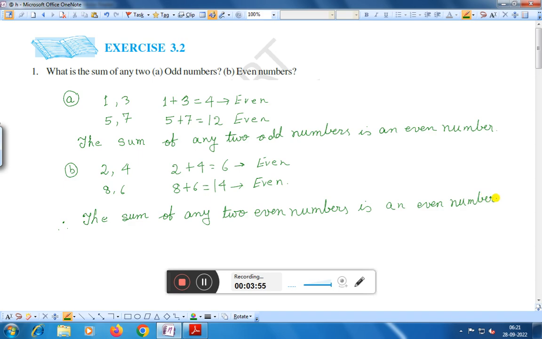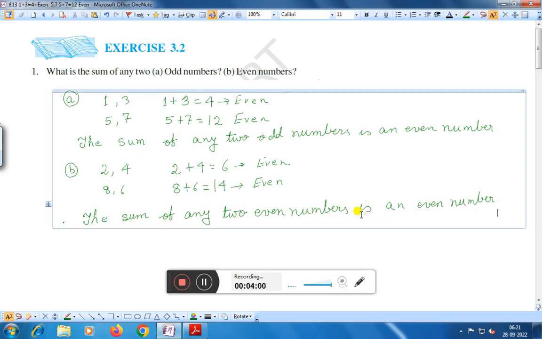Right? That means, again we are repeating, what is the sum of any two odd numbers? If we take two odd numbers, that is 1 and 3, we are getting 1 plus 3, that is 4, an even number. And if we take 5 and 7, we are getting 5 plus 7, that is 12, which is also an even number. Therefore, we can say the sum of any two odd numbers is an even number.